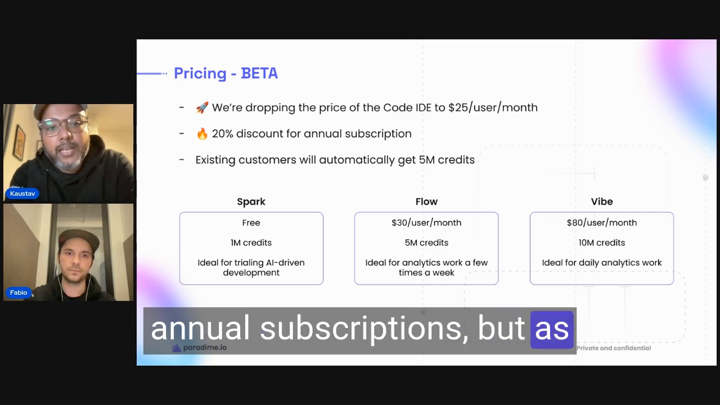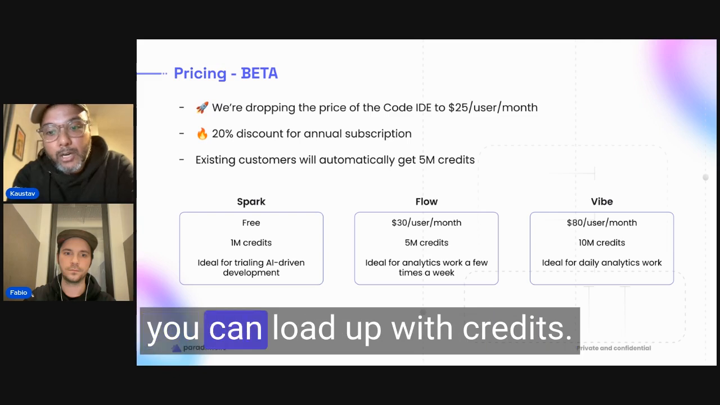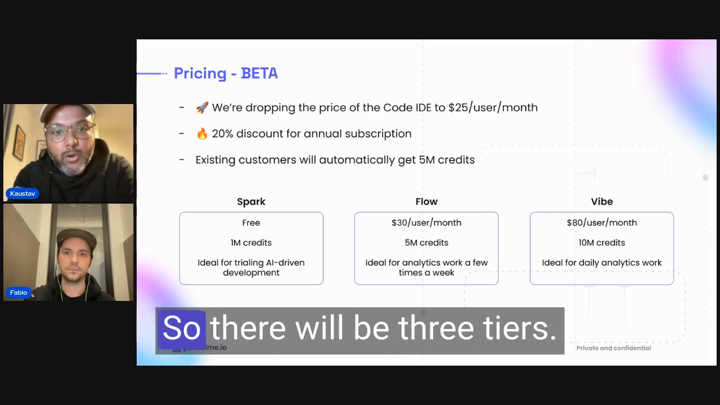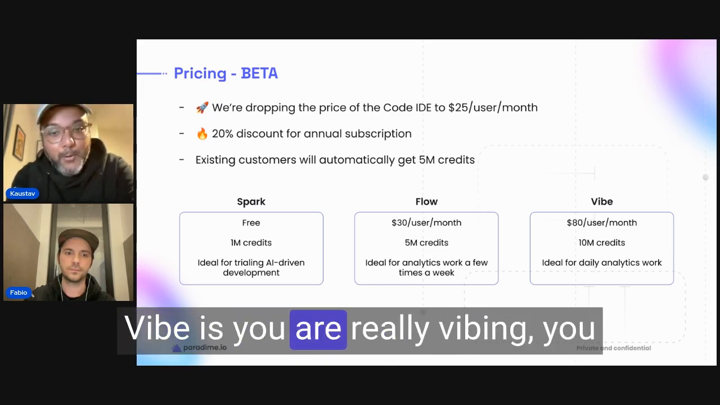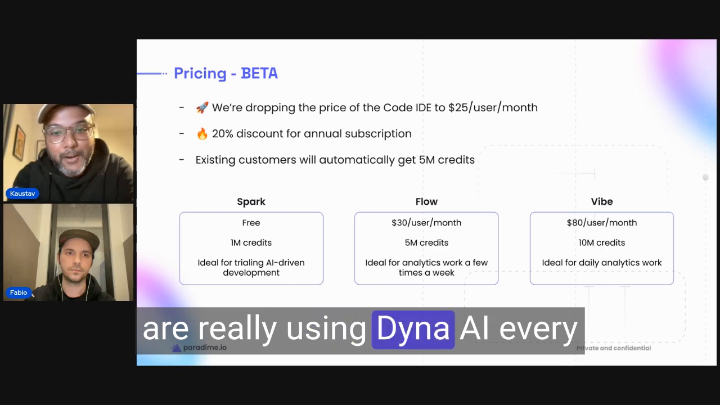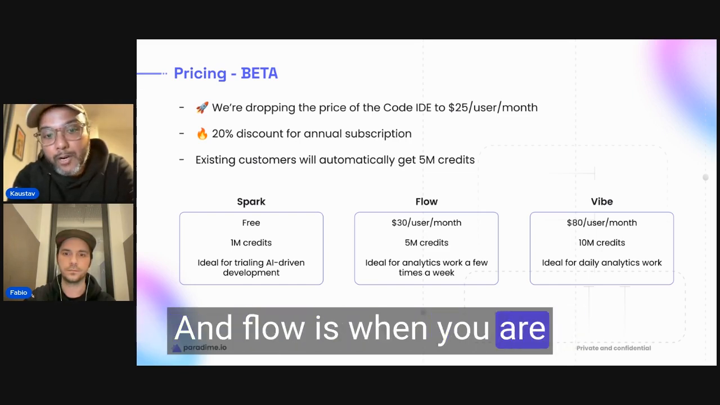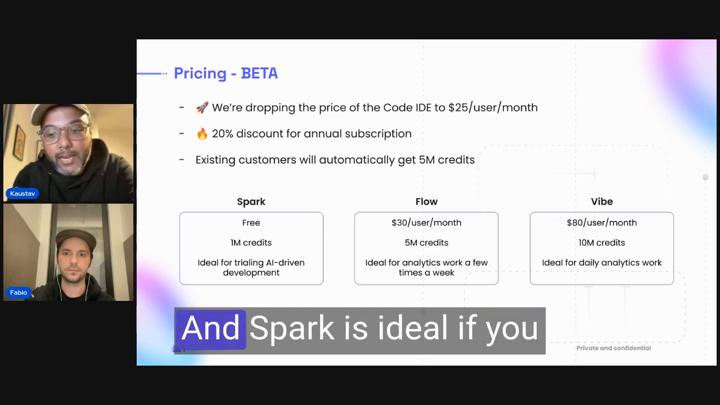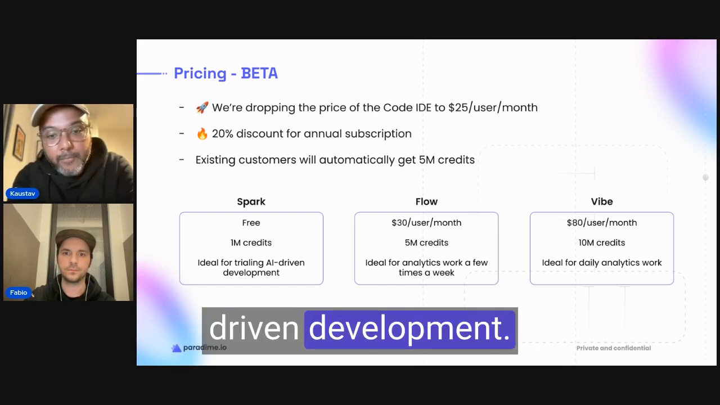As a result of that, we will also have 3 different tiers from a Dino AI perspective that you can load up with credits. There will be 3 tiers: Spark, Flow, and Vibe. Vibe is when you're really vibing, using Dino AI every day for your analytics work. Flow is when you are using it a few times a week. And Spark is ideal if you are trialing it for AI-driven development.